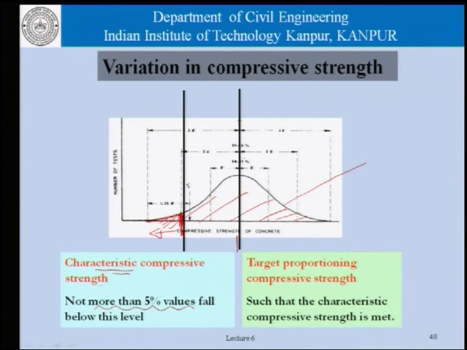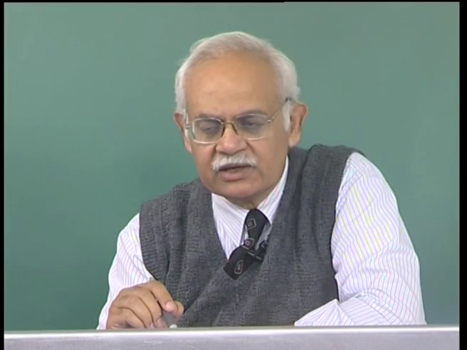And once we have this picture, we have what is called the target proportioning compressive strength, that is the strength which we use to proportion a concrete mix, and that is the mean value here. So, we need to target the concrete proportions in a manner that the mean strength is here, which is higher than the characteristic compressive strength by an amount related to the standard deviation, such that once a large number of samples are tested, not more than 5% of those samples will fall below the characteristic strength.